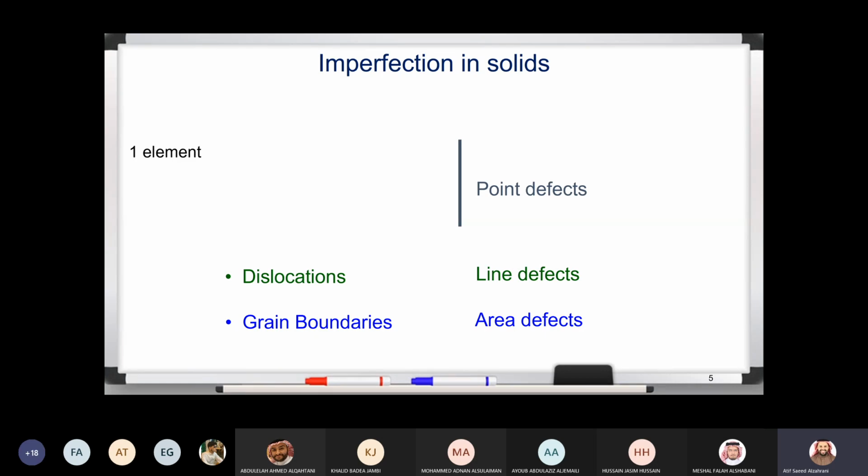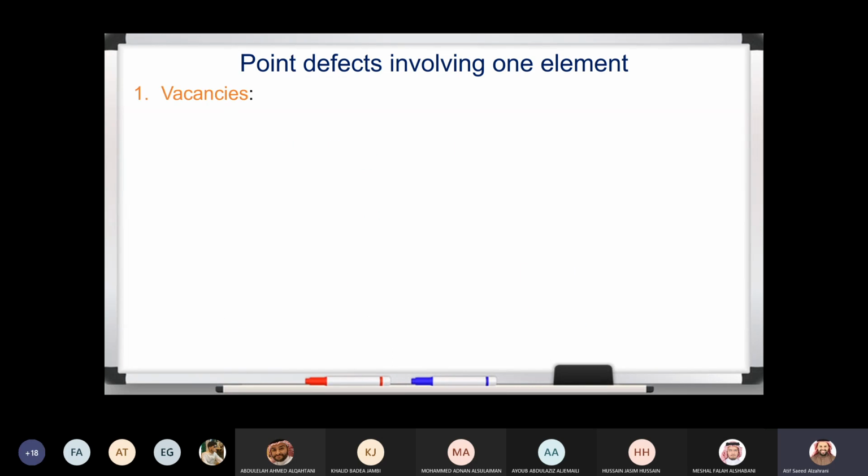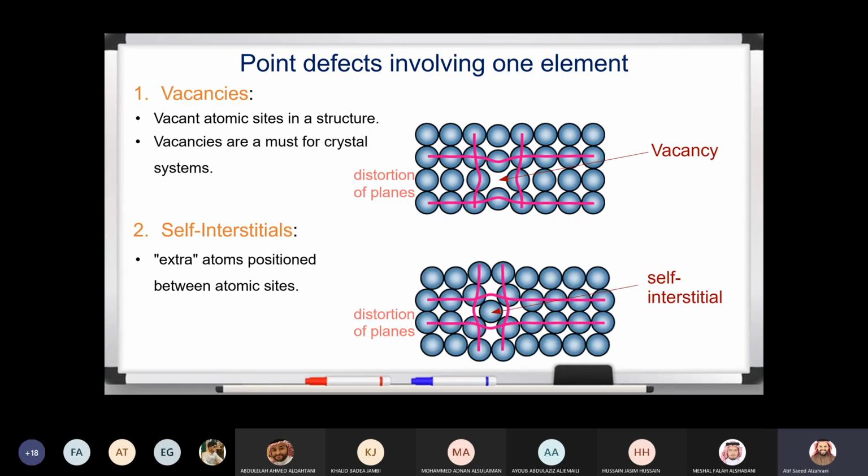Point defects, we said that it could be either one element, a single element, where we can have a vacancy or a self-interstitial, or it can be two or more elements. In that case, we have substitutional and interstitial atoms. So going through this quickly: in one element we have vacancies and self-interstitials. In the vacancies there is a missing atom. In the self-interstitial we have an extra atom inserted. The vacancies are a must for all crystal structures. You have to have those vacancies, and they're much more common than the self-interstitial.